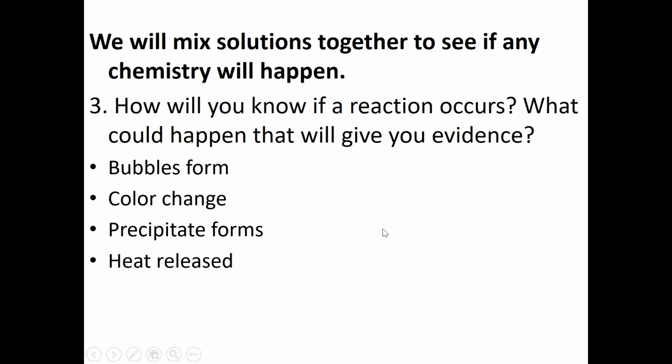And then the last one would be a temperature change. Okay, so if the solution gets really, really warm, or even the opposite of that, which is a little more rare, you can also sense a chemical reaction if something gets really, really cold after you mix it together too. But we won't have an example of that in our lab, but that is a possibility.